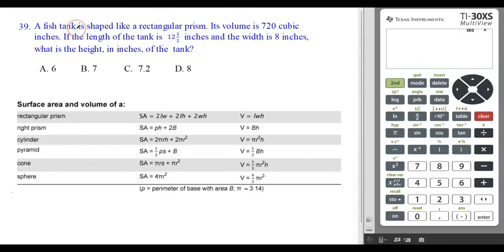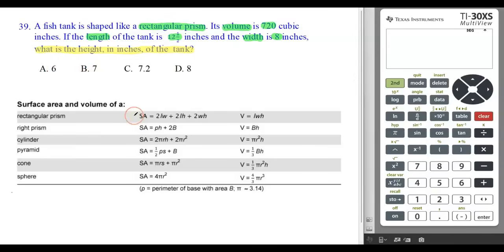Question 39. A fish tank is shaped like a rectangular prism. Its volume is 720 cubic inches. If the length of the tank is 12.5 inches and its width is 8 inches, what is the height in inches of the tank? I highlighted the final. Now I know that my answer choices represent the height of the fish tank. In other words, is the height 6 inches? Is it 7 inches? And so on.